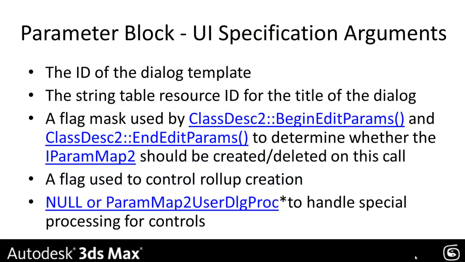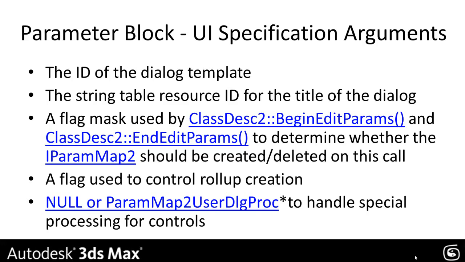So UI specification arguments, so you need to provide the ID of the dialog template, and then the string table resource ID of the title of the dialog. Okay, and this is what goes in the top. And like I said, typically those match the names of the parameters, but that's up to you. And then there's a flag mask that's used by the begin and end edit parameters, which will determine whether the iParamMap2 should be created or deleted on this call. Okay. And then there's a flag used to control the rollup creation.